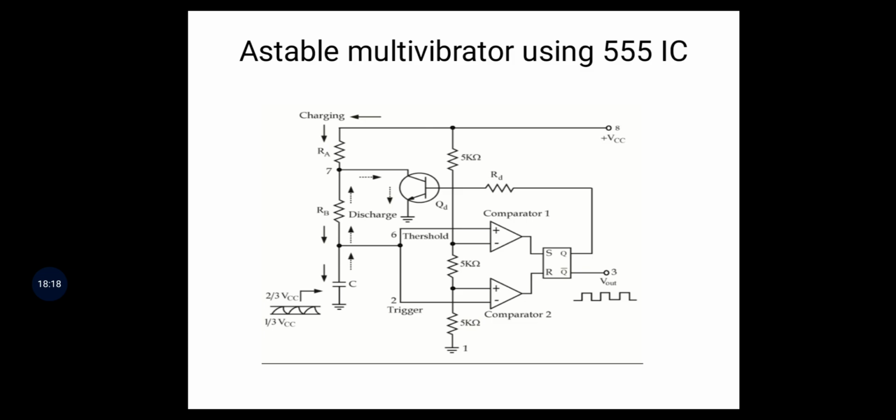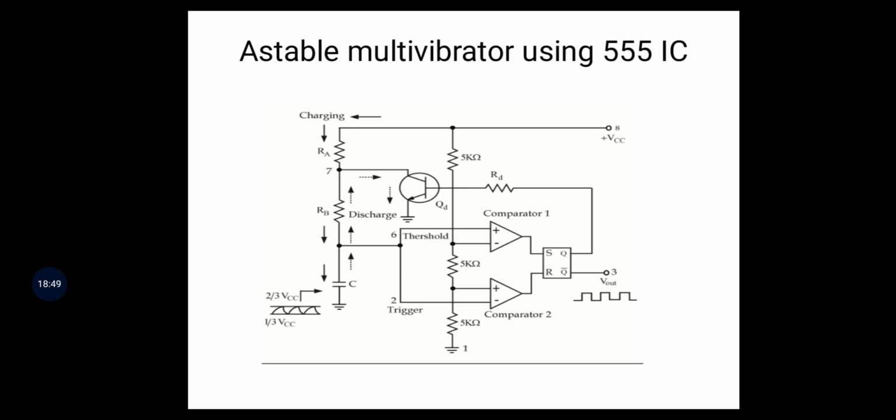It has two quasi-stable states. Monostable multivibrator means it has one stable state and one quasi-stable state. Next one is the bistable multivibrator. Bistable multivibrator has two stable states.